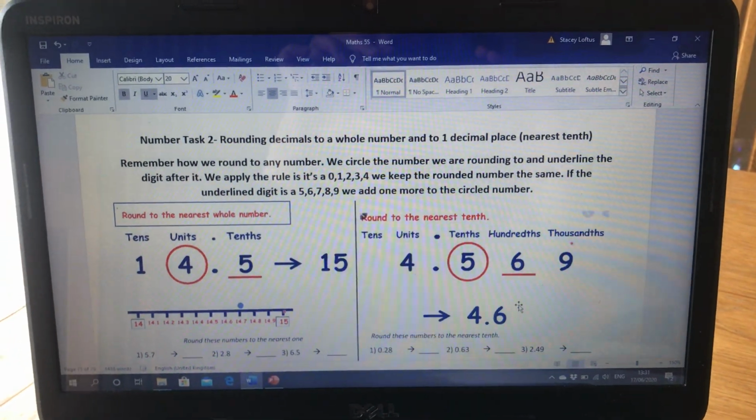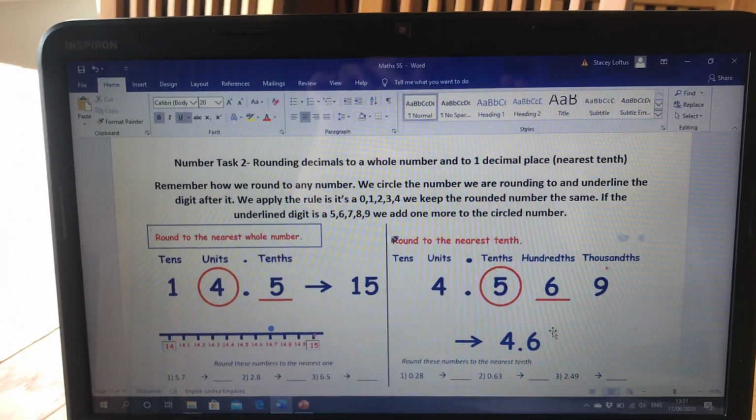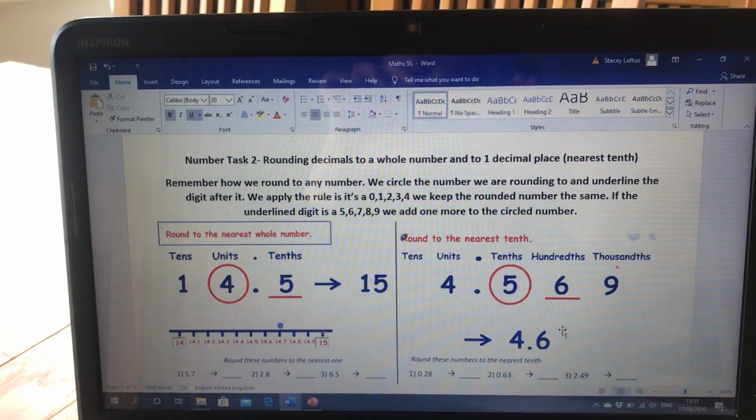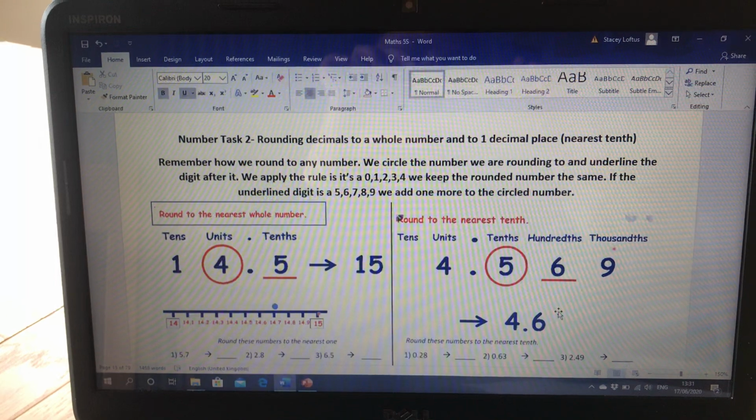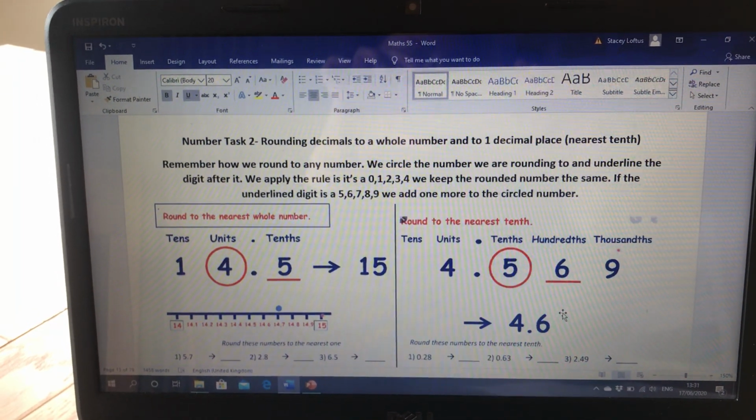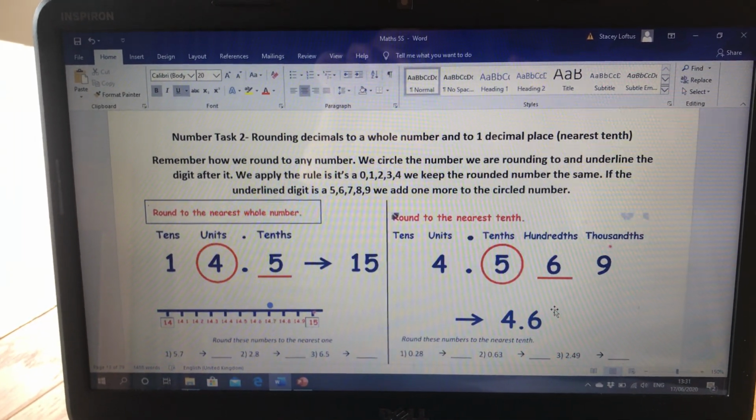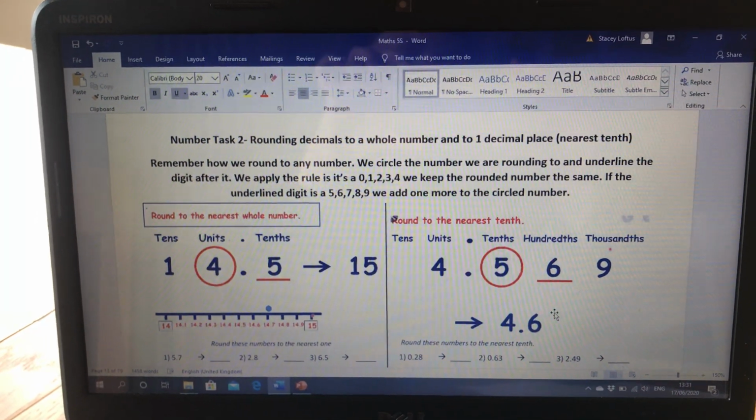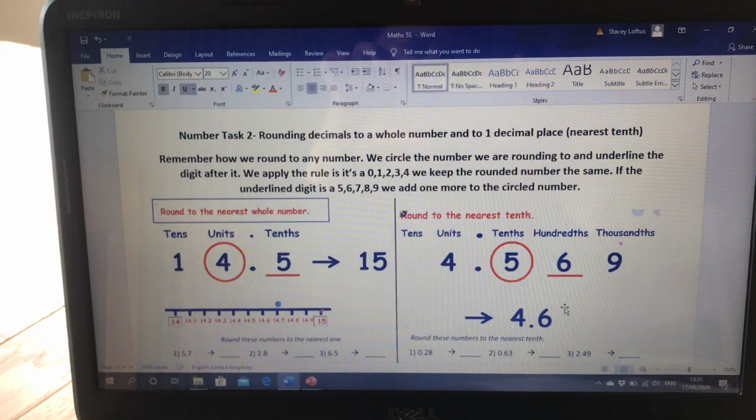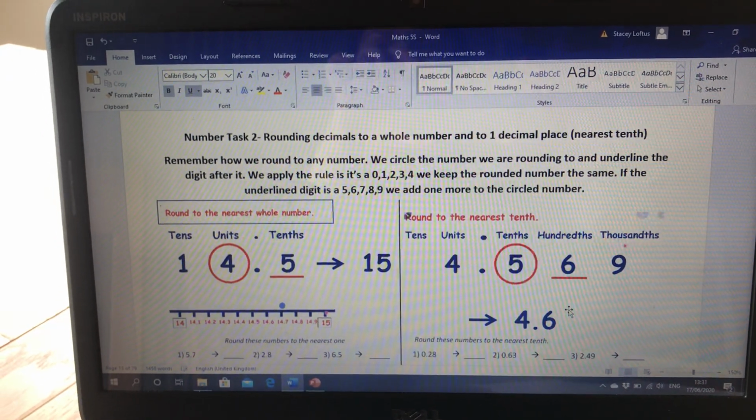Hi everyone, our second session today is all about rounding decimals to a whole number or rounding decimals to one decimal place. They might also refer to this as rounding to the nearest tenth. And on top of that sheet in task 2, I've also put some additional reminders of the rule that we would apply and some images to support that. So do make sure you're using those to support you.